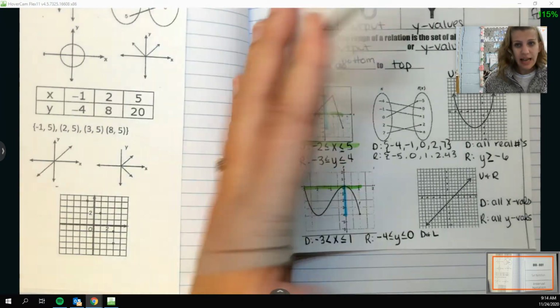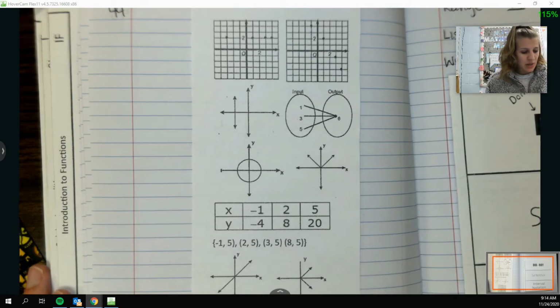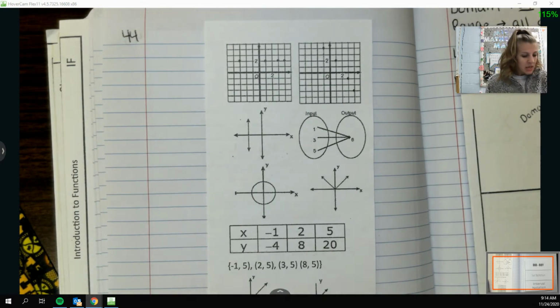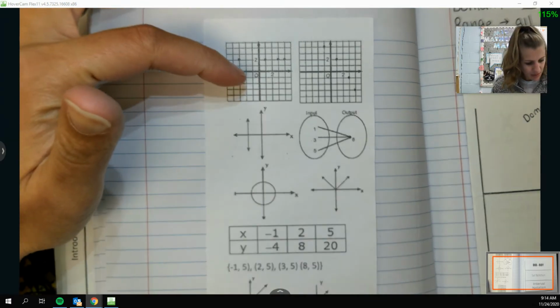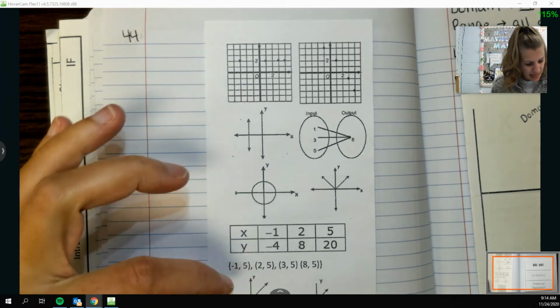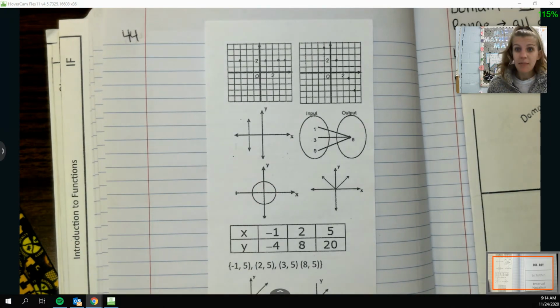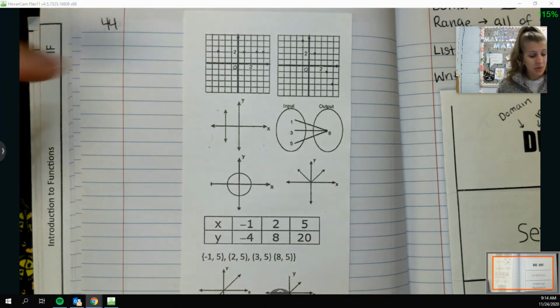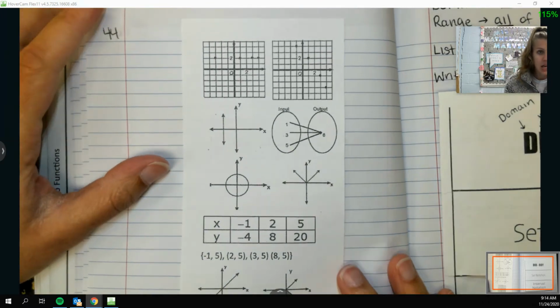Alrighty, so if we take a look at 44, we want to do a couple of these examples here. If you notice, we have these three and then this table and that and then those. I'm going to do some of these and I'm going to have you guys try some. So out of these two graphs, I'm going to do this one over here.